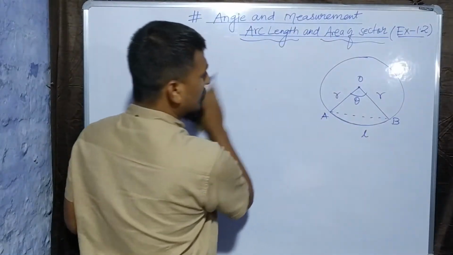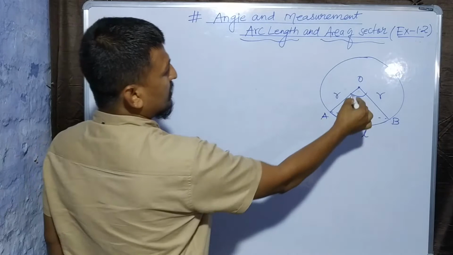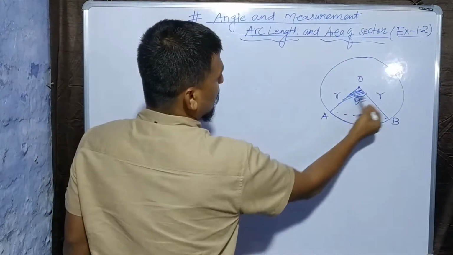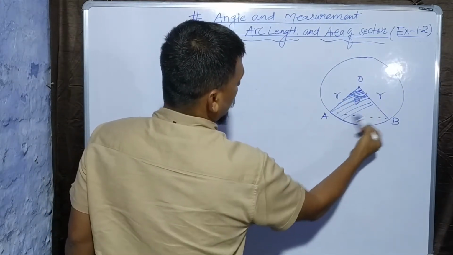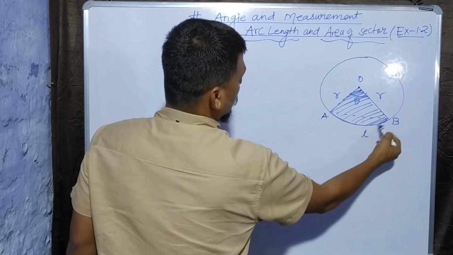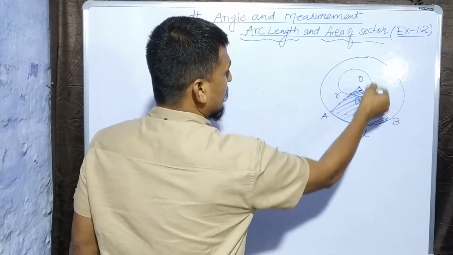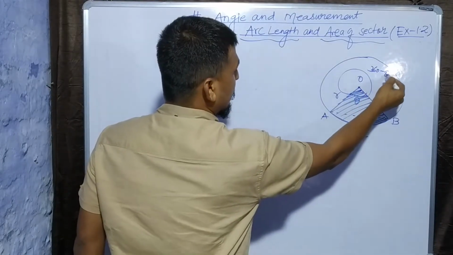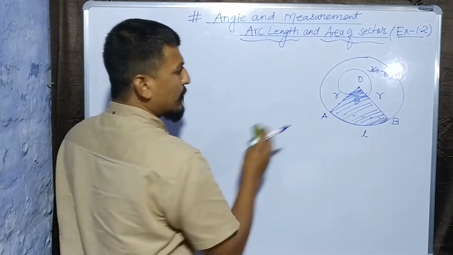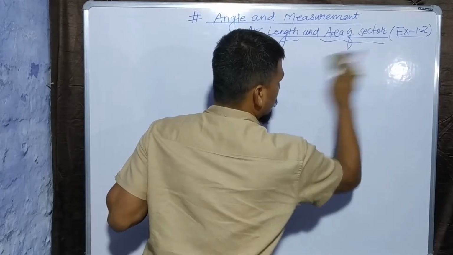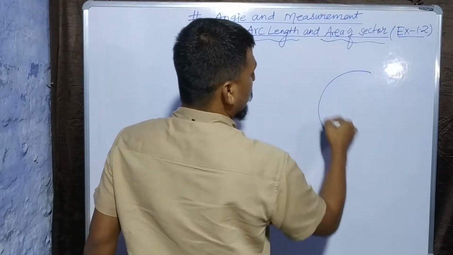And also see here, this is a sector. This is the minor sector, and this is the major sector. This angle is 360 minus theta. So first of all see area of sector.